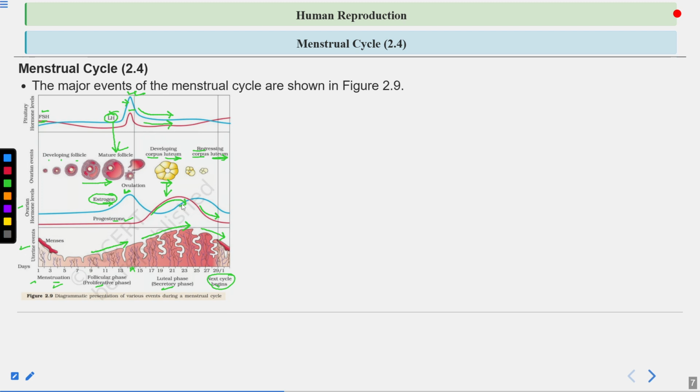Okay. Now, which hormone stimulates the release of these pituitary hormones, FSH and LH? So there is a hormone, gonadotrophin releasing hormone. This is secreted from the hypothalamus, and this gonadotrophin releasing hormone stimulates the anterior pituitary to release gonadotrophins, which are known as follicle stimulating hormone and LH.